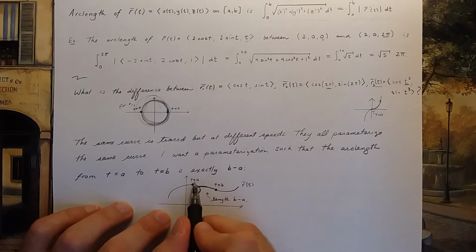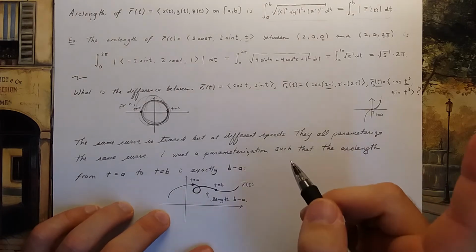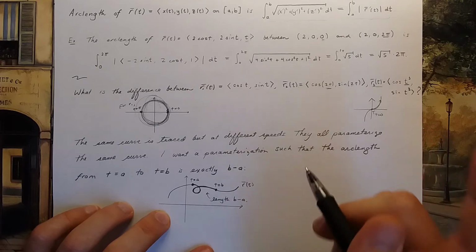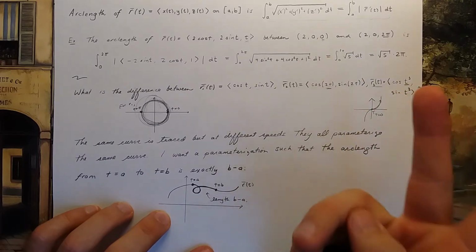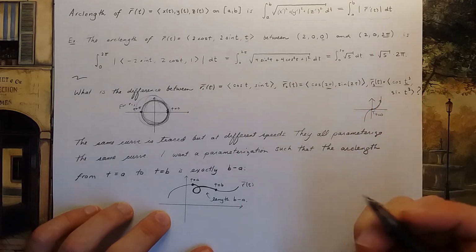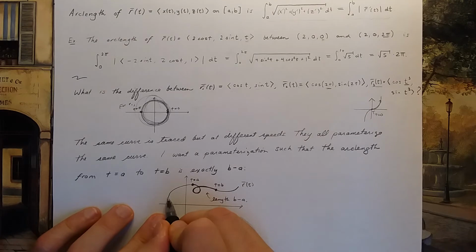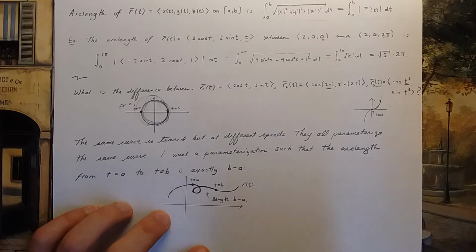So if I take a to be 0, the distance traveled after 1 second is exactly 1 meter. The distance traveled after 2 seconds is exactly 2 meters. The distance traveled after 3 seconds is exactly 3 meters, and so on. I'm going to want to trace out the curve at a perfectly even pace, to trace out a meters after a seconds.